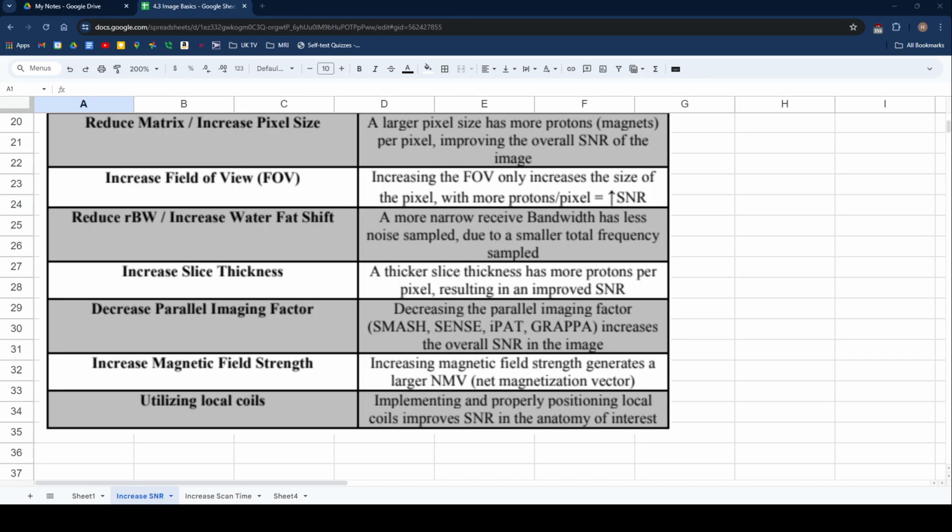Decreasing your parallel imaging factor increases the overall SNR. Increasing magnetic field strength generates a larger net magnetization vector. And using local surface coils will improve SNR in the anatomy of interest.